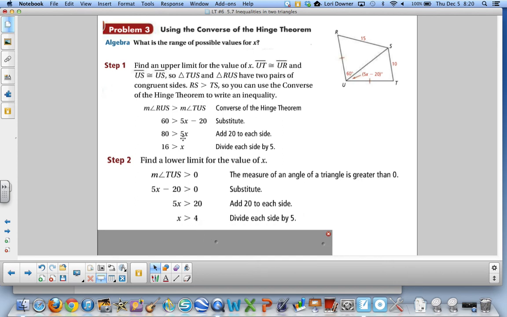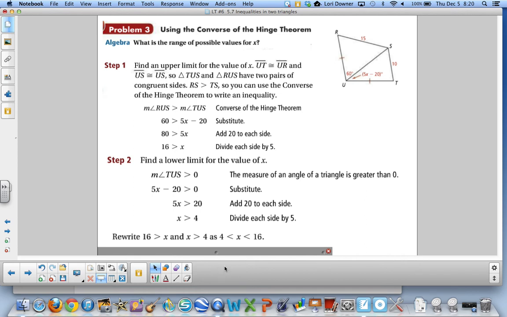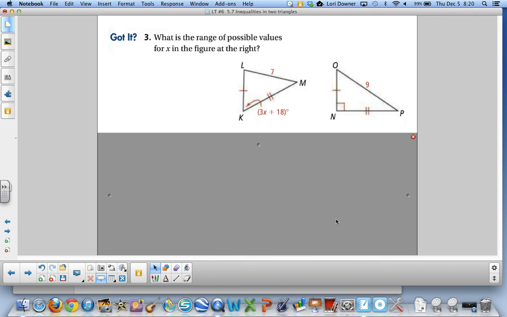So the value for x has to meet both of these conditions. Less than 16, greater than 4. And this is how we write it. 4 is less than x is less than 16. Pause the movie, try this problem, press play when you are finished.